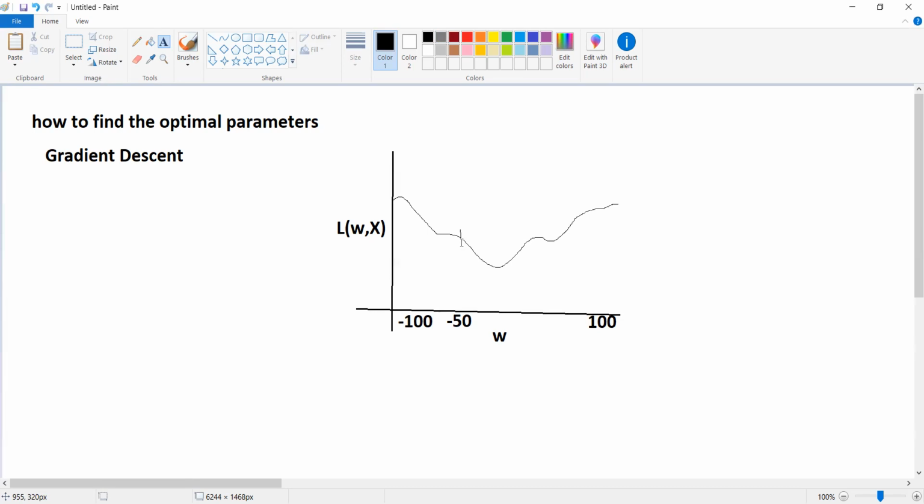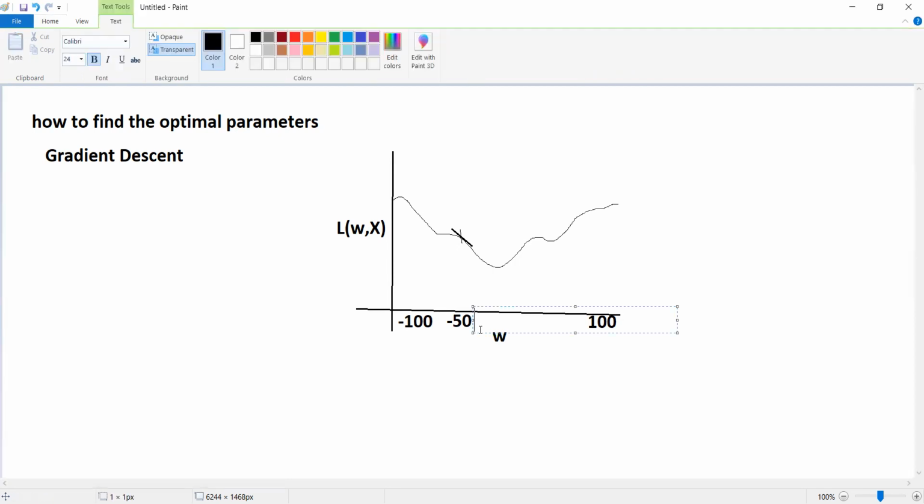But what we do is we calculate the derivative, or the slope, at this point. And we see that the derivative is negative. Now, a negative derivative for a function simply means that if you increase W, you will get lower loss, and if you decrease W, you will get higher loss. So what should we pick, W equals minus 49 or W equals minus 51? Minus 49. I should have picked a simpler example.